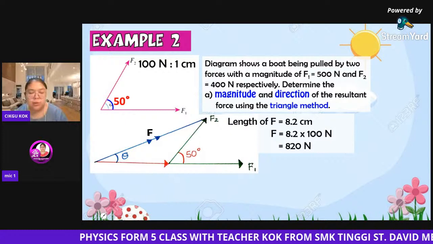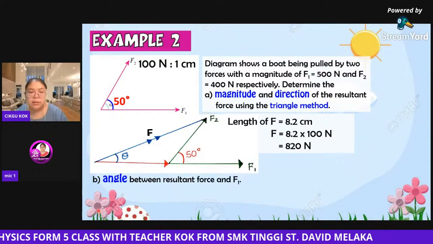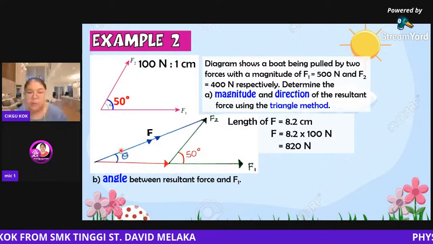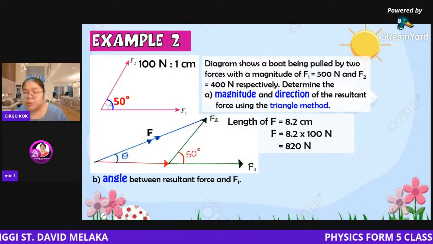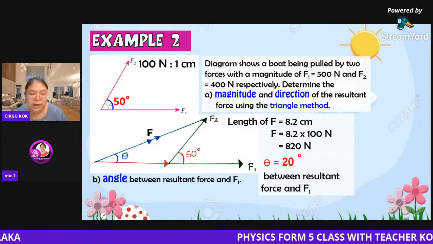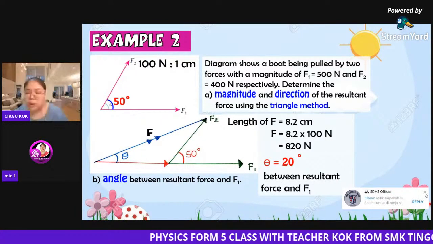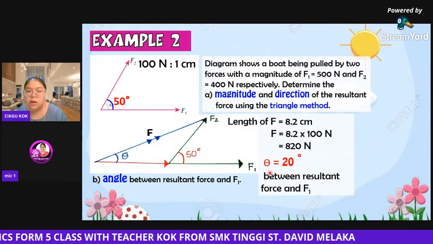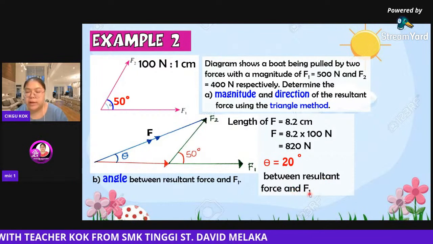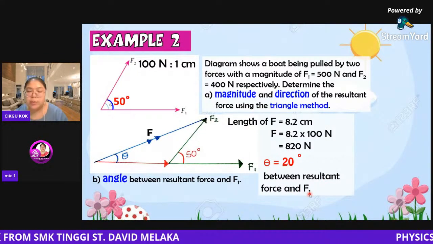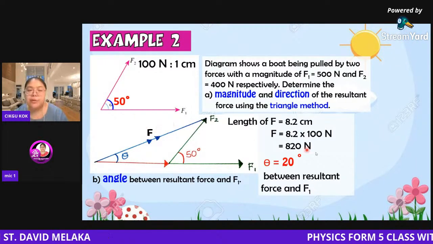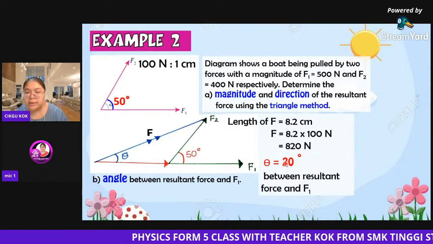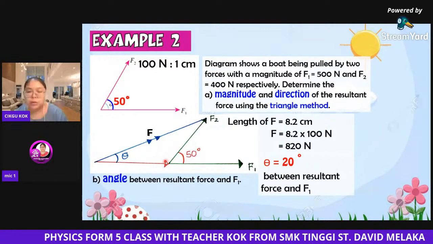Okay, now we go to the anchor part. The anchor is between the resultant force and F1, which means you want to find the data. We also use the protractor to measure. I also get 20 degrees, exactly 20 degrees, same as just now, between the resultant force and F1. So from here I can answer. The resultant force is 820 Newton with an angle of 20 degrees between F and F1.